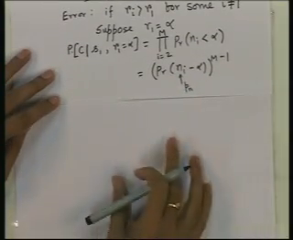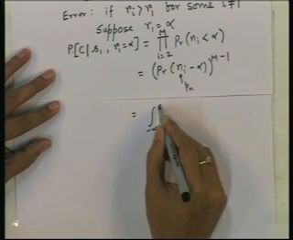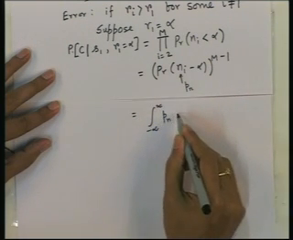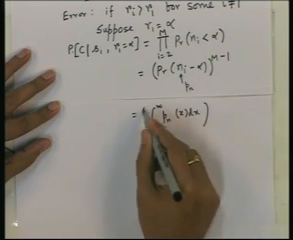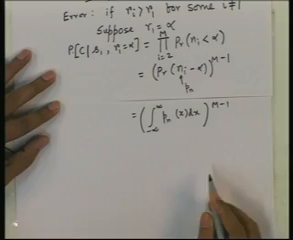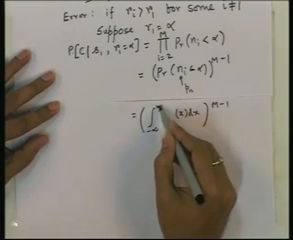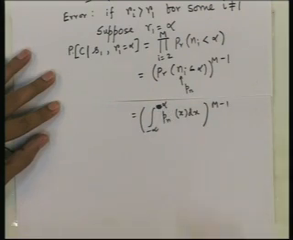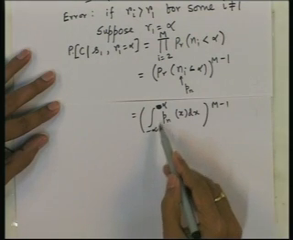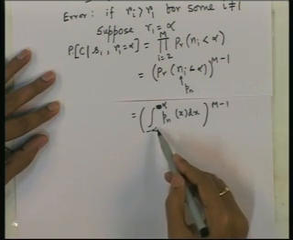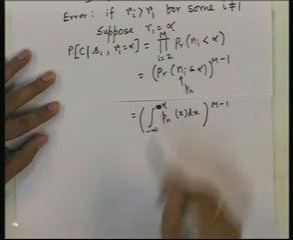Then this can be written as the integral from minus infinity to infinity of Pn(x) dx, whole power m minus 1. So, this is less than alpha, from minus infinity to alpha. So, the value of Ni is taken from minus infinity to alpha. What is the probability that Ni is in this range? That is obtained by integrating the density function in this range.